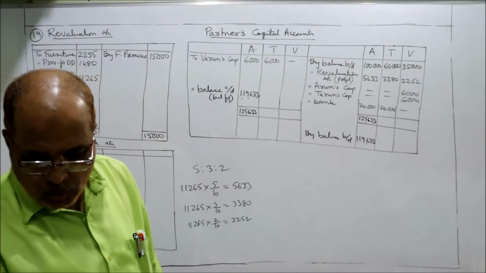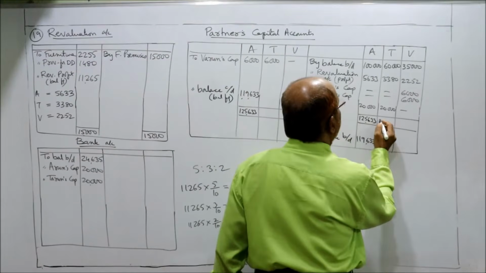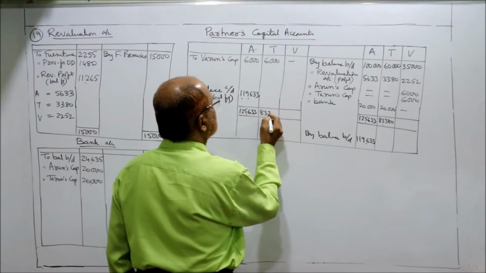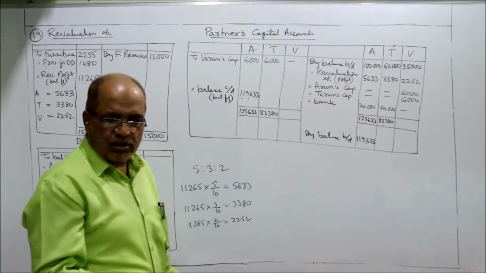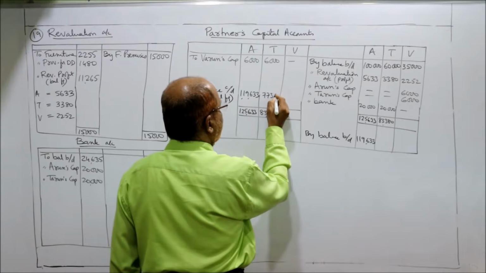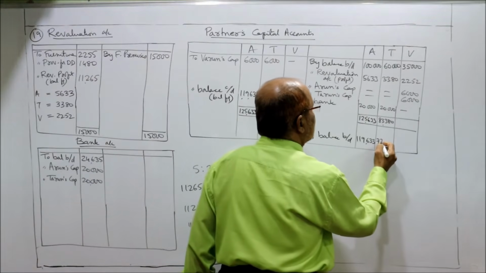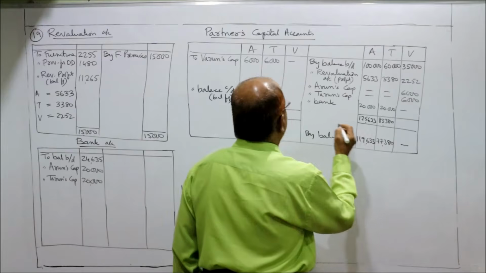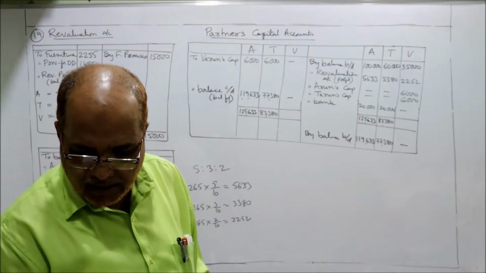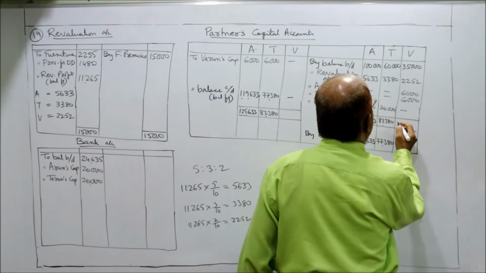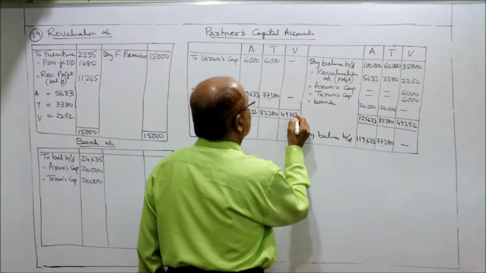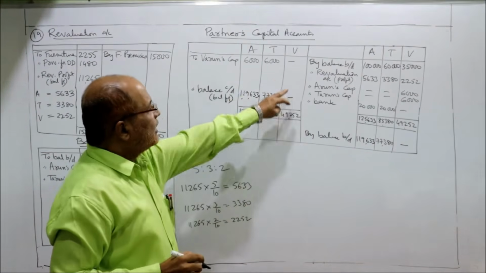Similarly, Tarun. Tarun's total is 83,380. Here also I am taking 83,380. Minus 6,000, you will get 77,380. Here also 77,380. Now Varun's capital, credit side, you will get 49,252.